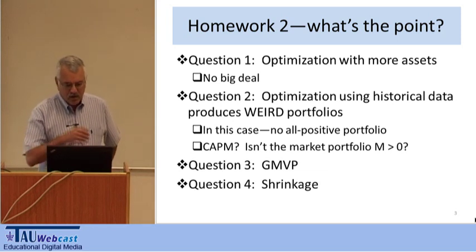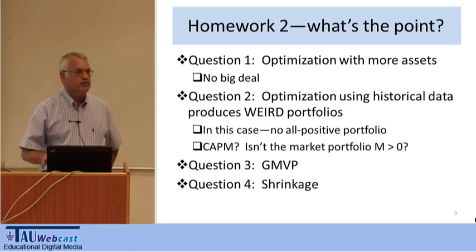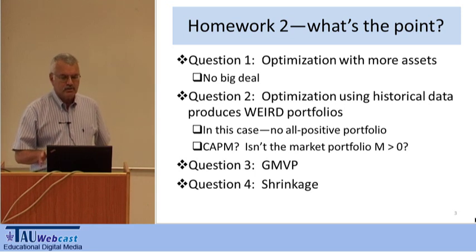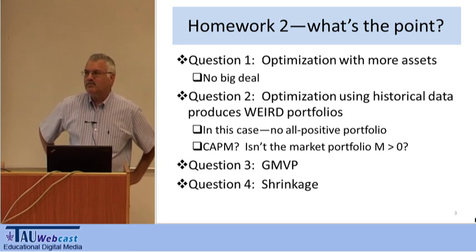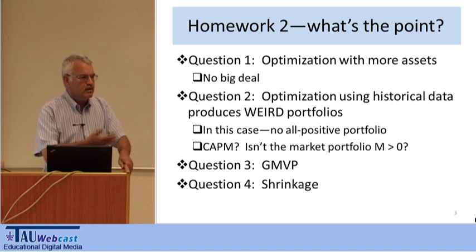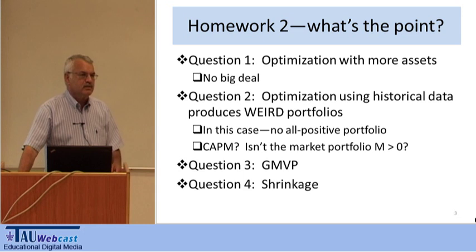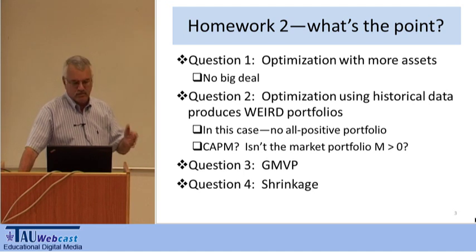Simulations. Okay. So the homeworks in this course have a point, and the point of this second homework, here are the points. First of all, optimization with more assets. So instead of 4 assets, 10 assets, just to show you that this is doable. Excel actually, as far as I can tell, has no problem doing several hundred assets. But then you get a problem that you can't really see what you're doing. So problem 1 is not a big deal.